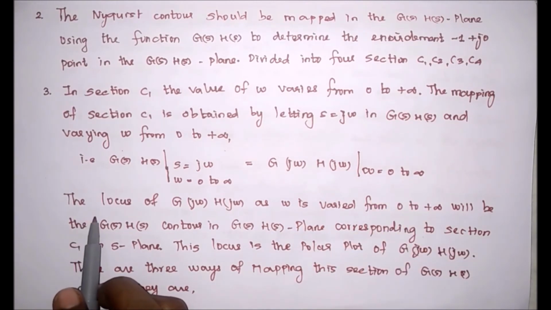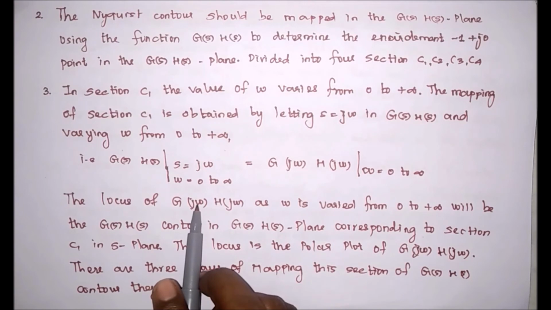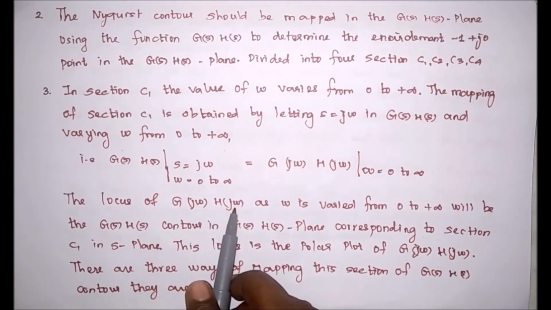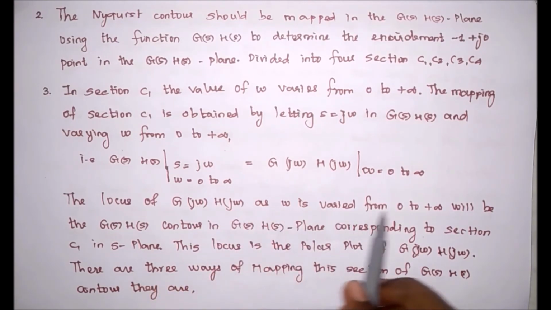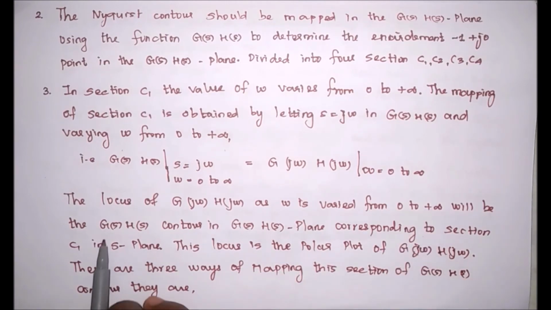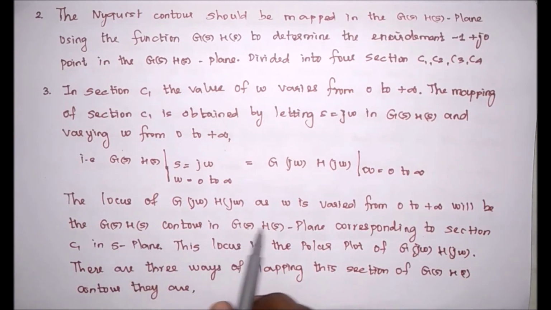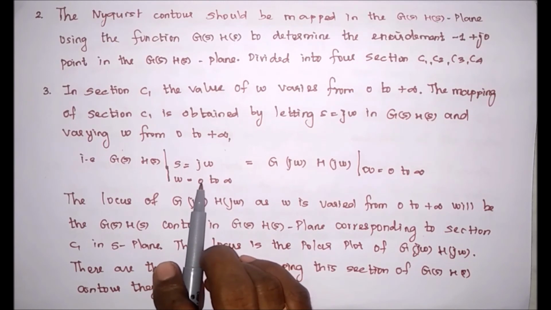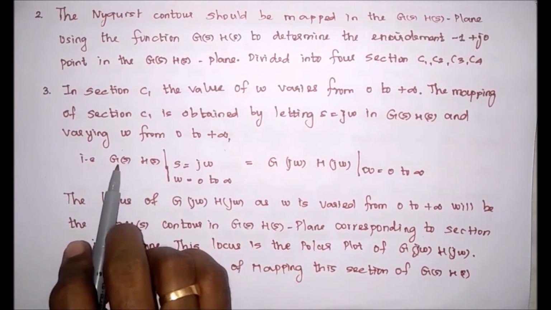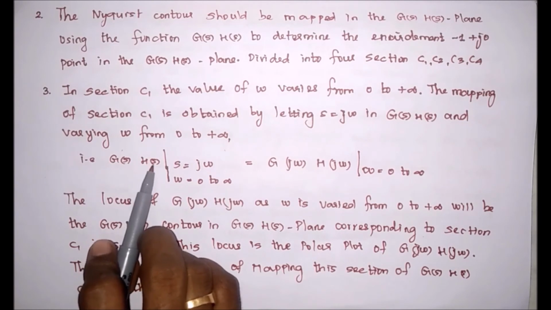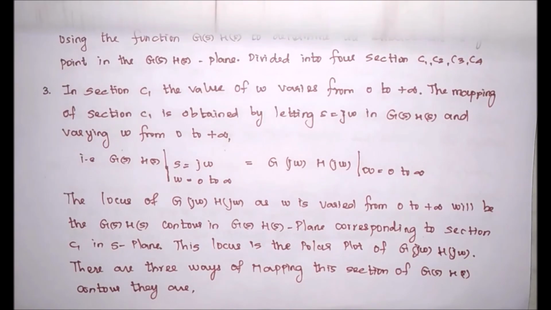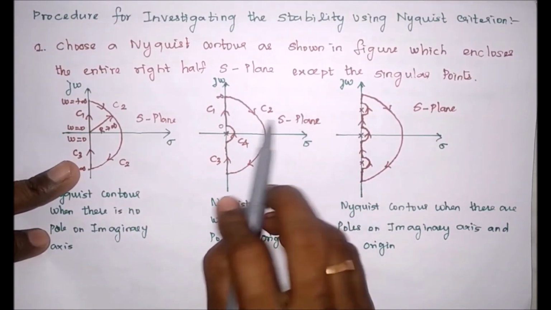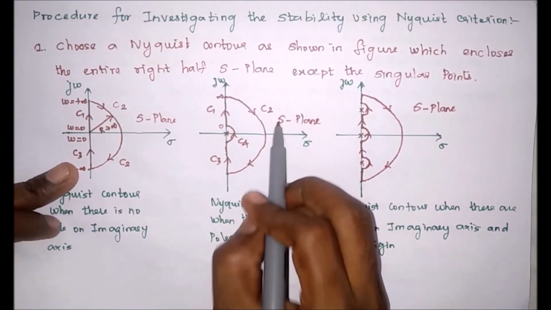So now the locus of G(j omega)H(j omega), as omega is varied from 0 to plus infinity, is the G(s)H(s) contour in the G(s)H(s) plane corresponding to the section C1 in the S-plane. For various values of omega, we get values of G(s)H(s), and if we plot them on the same graph like this, it is similar to the S-plane, but that plane is called the G(s)H(s) plane.